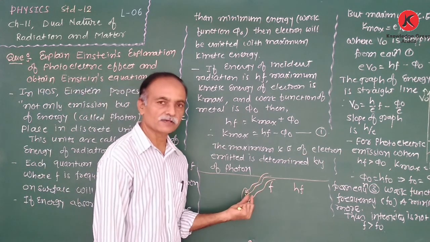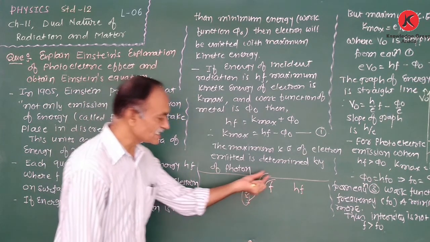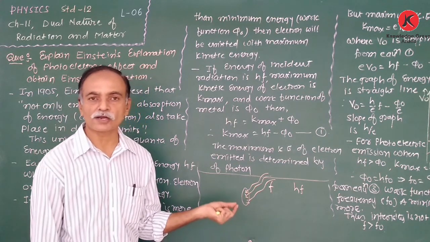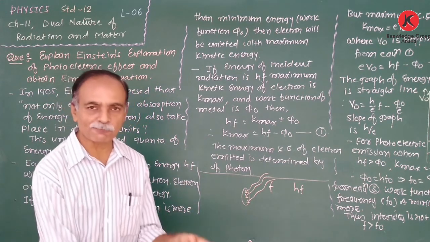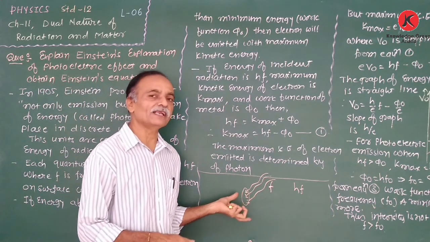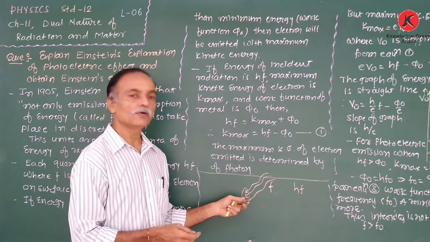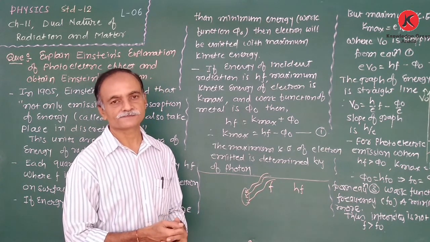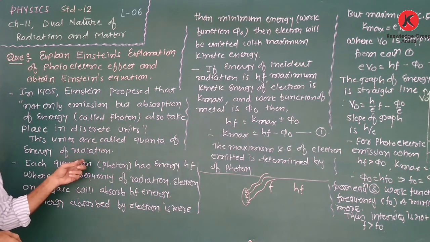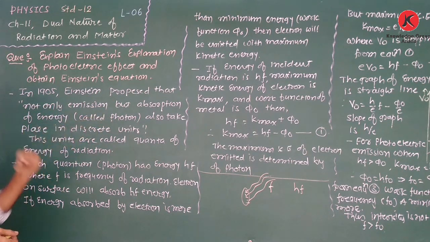In this wave, a number of photons are present. These photons are incident one by one on the photosensitive surface, and each photon is absorbed by a photoelectron. That means the absorption of energy also takes place in discrete units, like the emission of energy. That is Einstein's observation about photoelectric emission: not only emission but absorption of energy, the photon, also takes place in discrete units.